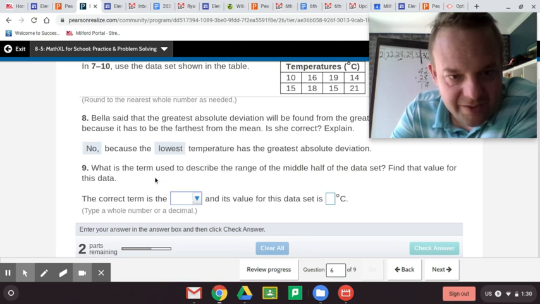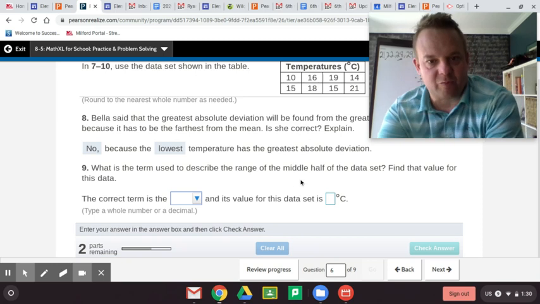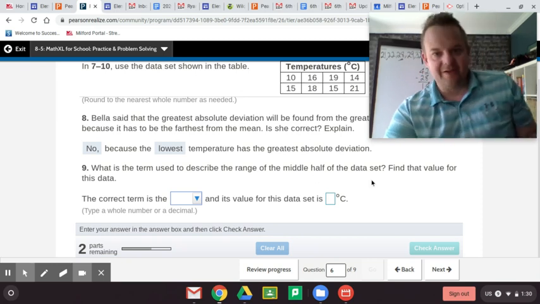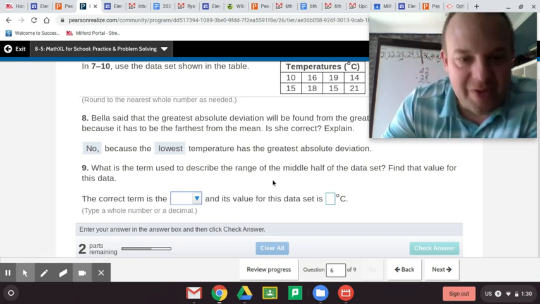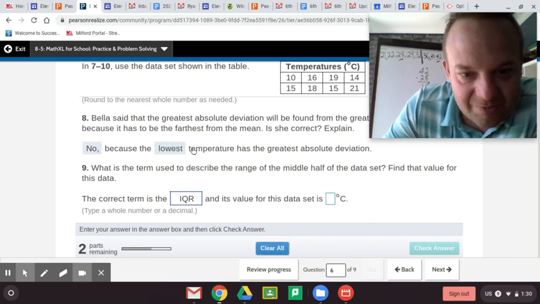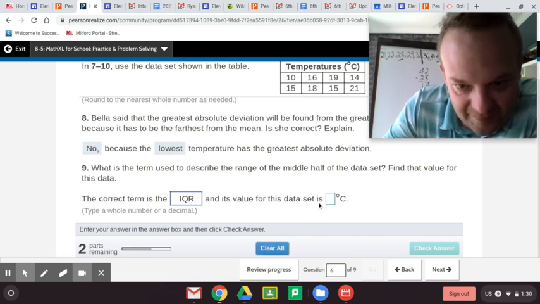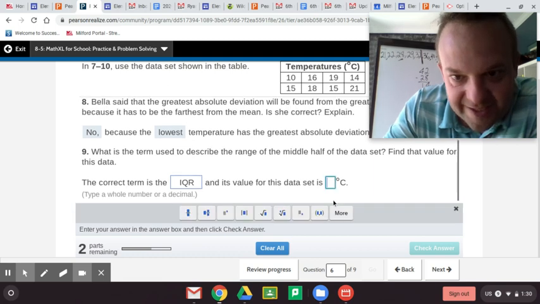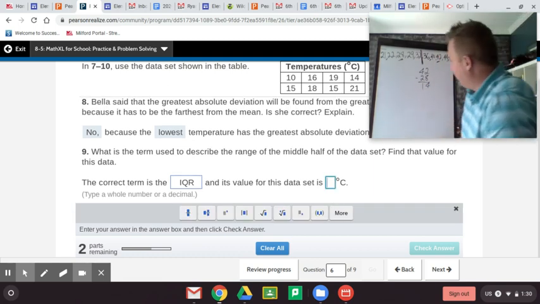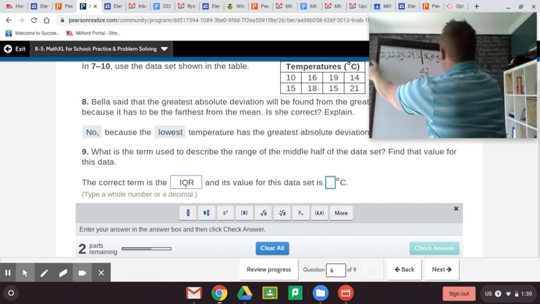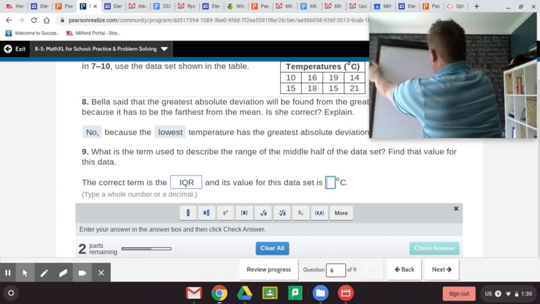Okay, well, let's read this. What is the term used to describe the range of the middle half of the data? Oh, we know that, guys. The middle half of the data is the interquartile range. So now I'm going to find the interquartile range.